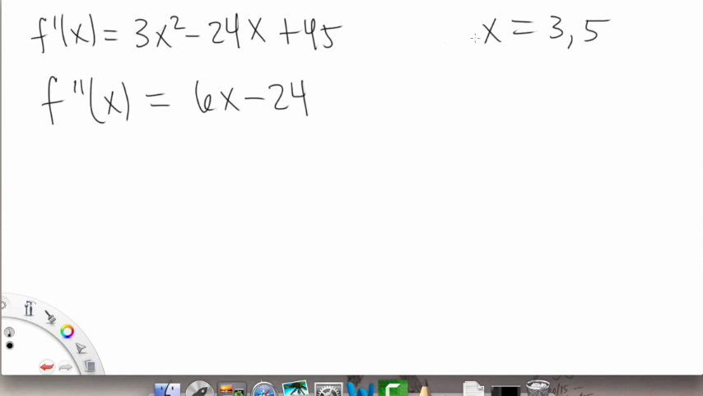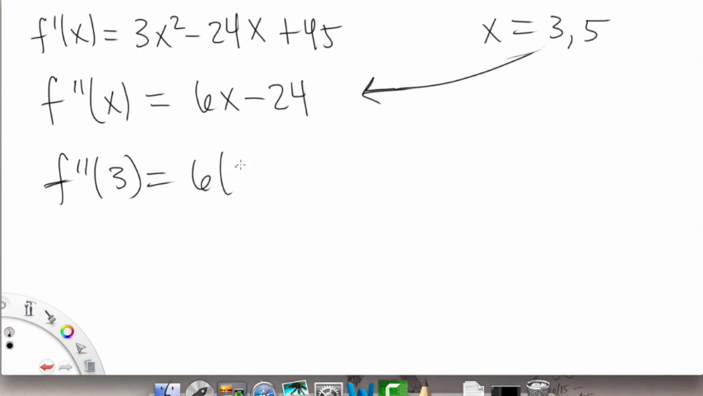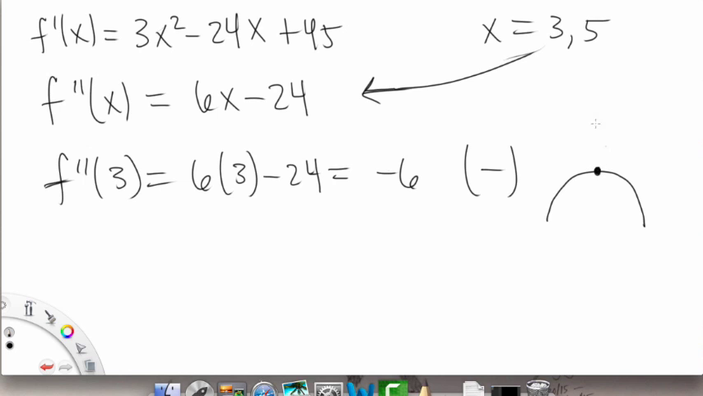Okay, so now what we do is plug these guys into here and see what we get, positive or negative numbers. So f double prime of 3 is equal to 6 times 3 minus 24, that's 18 minus 24, which is negative 6, which is a negative number, right? So that means at x equals 3, our graph is concave down, like a frown. Okay, so that means at this critical point, we must have a local maximum. All right, so we have a local maximum, and then let's try the other point.